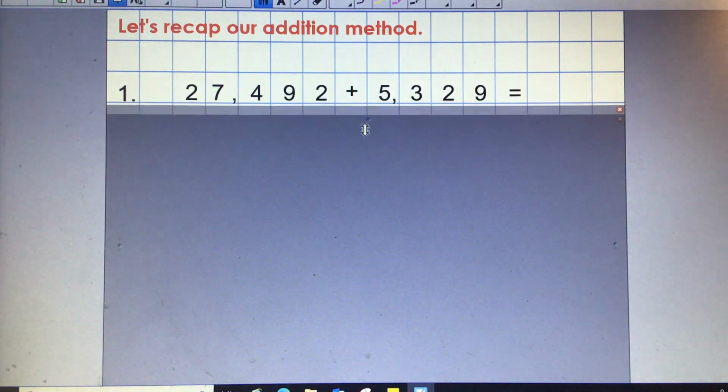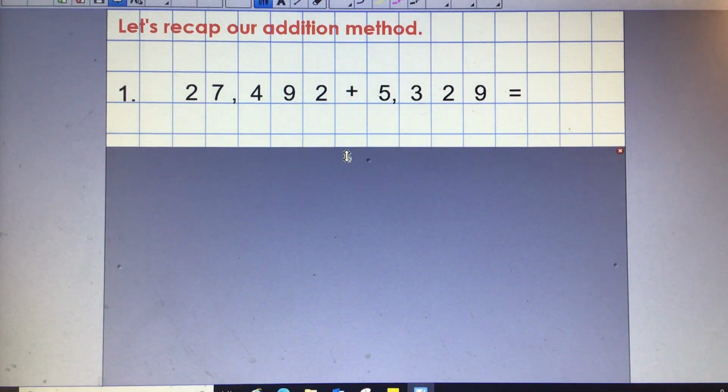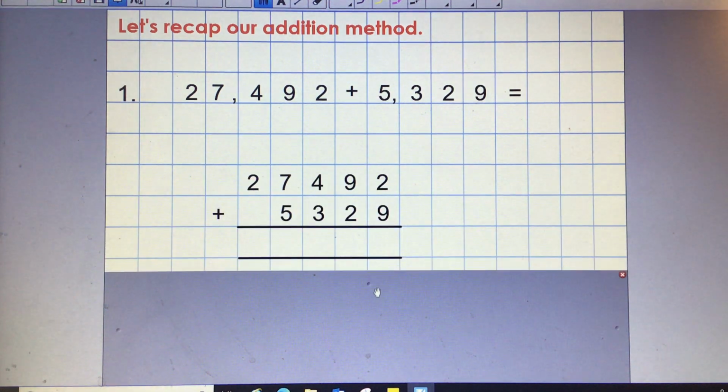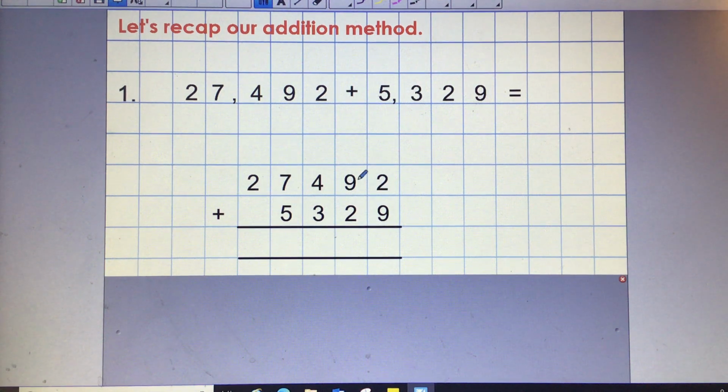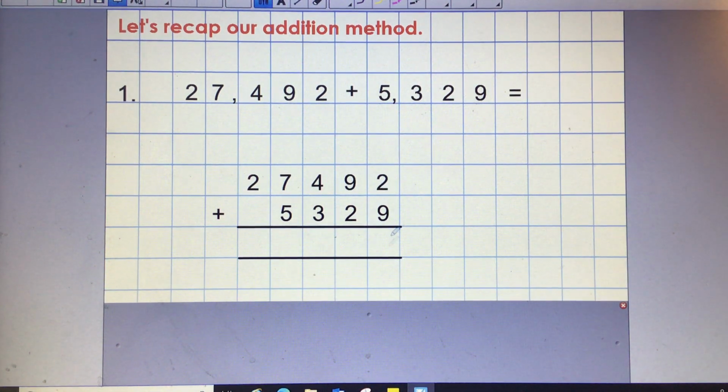Our addition method, nice and simple in columns. When we have our sum, we look at the place value and we must make sure that we line up those columns correctly. Ones underneath the ones, tens underneath the tens, and so on. Then always start from our ones column and we can fill in underneath. Now 9 add 2 gives us 11. So we need to place 1 in that column, carry the 10 forwards.